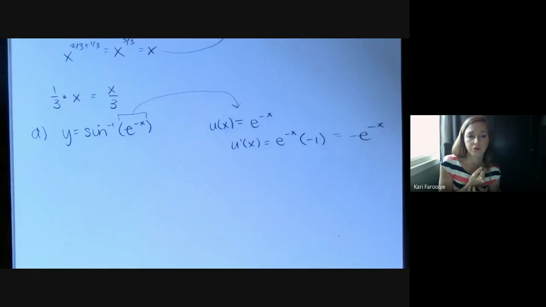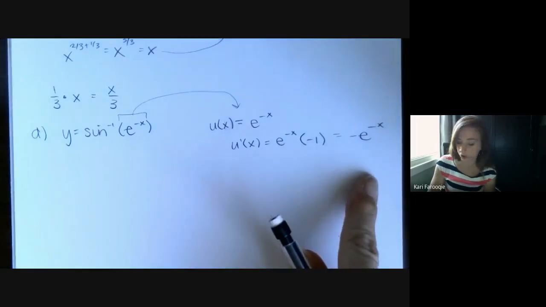Hopefully you're going to take the derivative of e to the -x so often that you're automatically going to think about it as -e to the -x. That's my wish for you. So there's your u prime. This is what's going to go in your numerator.